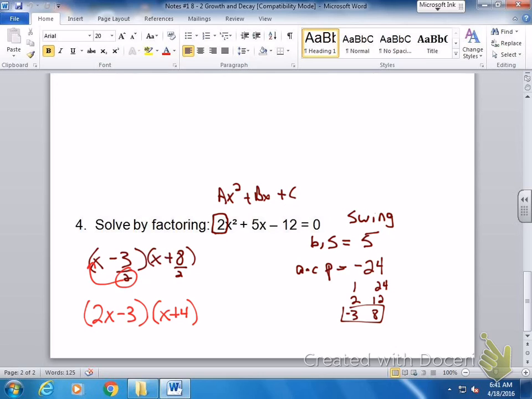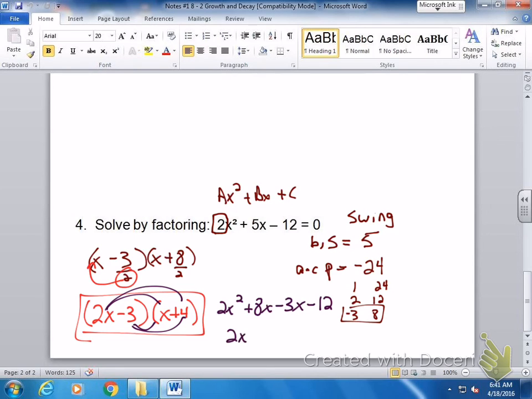So there's my answer. Now, guys, you could check yourself by doing some distribution. We could say 2x times x is 2x squared. That's a good sign because that's actually our first term. 2x times 4 is plus 8x. Negative 3 times x is negative 3x. Negative 3 times 4 is negative 12. If I add that up, combining my like terms, I get 2x squared plus 5x minus 12, which is what I wanted. So, guys, you've got to be able to do that.